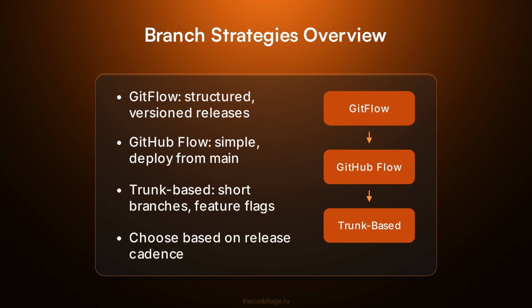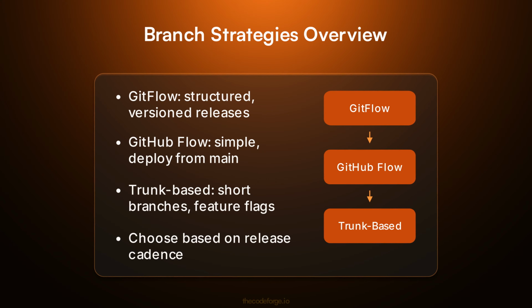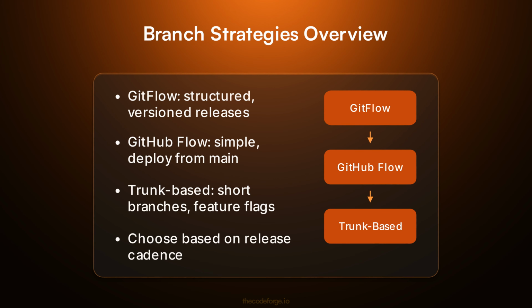3 dominant strategies exist. Git flow uses long-lived develop and main branches with strict naming, good for scheduled releases but heavy. GitHub flow keeps it simple. Everything branches from main and deploys immediately. Trunk-based development uses very short-lived branches and feature flags, used by Google, Facebook, and Netflix.